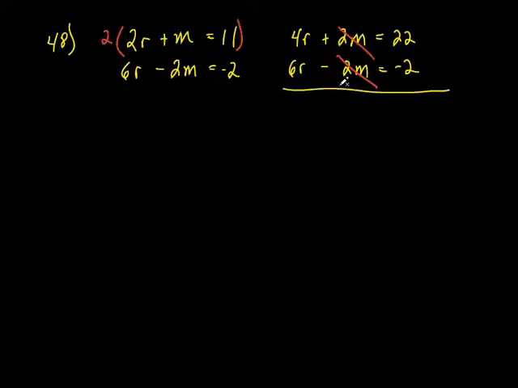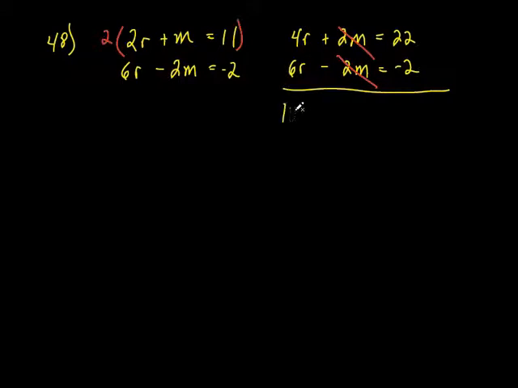Now, some teachers and some books say you can subtract if they were both positive. But I like to just be consistent, have one positive, one negative, and then add all my columns together. Then I'm doing it the same way. I don't have to worry about, do I add this time, do I subtract this time? I always add.